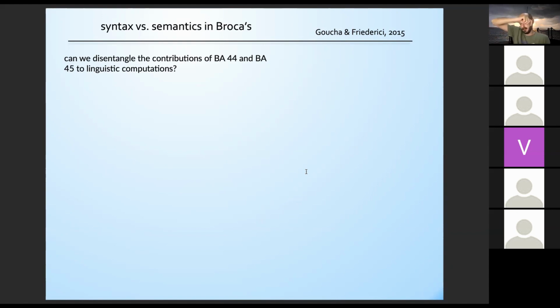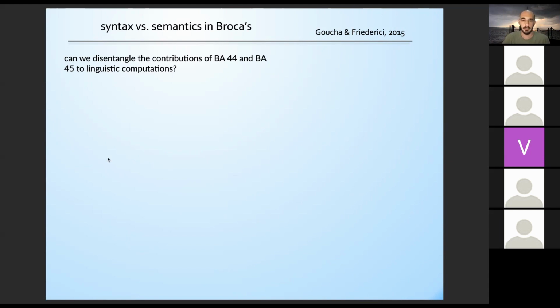So they claim, also considering a lot of other evidence from other studies, that BA44, in a way, is more important for syntactic computation, for merge, whereas BA45 is important for when you have to integrate the lexical information about the verb predicate, for instance, with your syntactic structure, okay? But their question is, can we really find the selective activation for one of these areas and disentangle their contribution to syntactic and semantic processing, okay? So that's what they did.